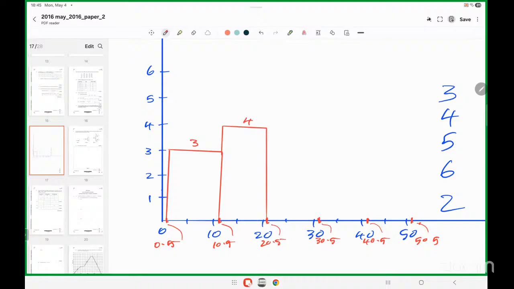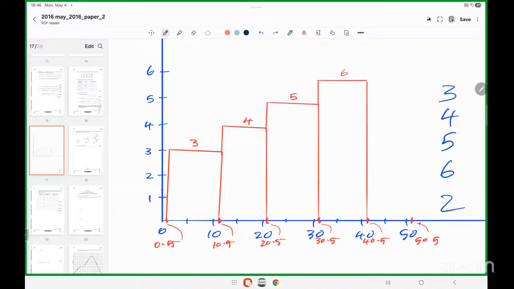Next one goes up to 5. So extend this up to 5, extend this up to 5, and join them at the top. That's 5, corresponding to this 5. Next one goes up to 6. So extend this up to 6, carry this all the way up to 6, and join them at the top. That is 6. The next frequency is 2.